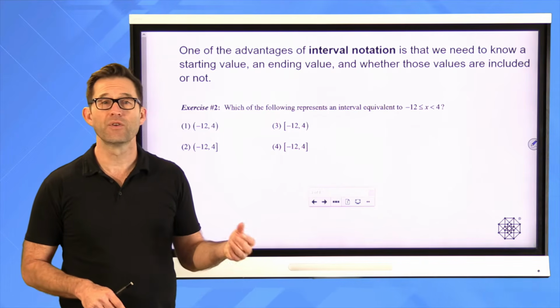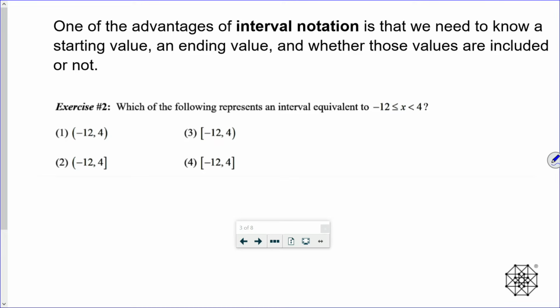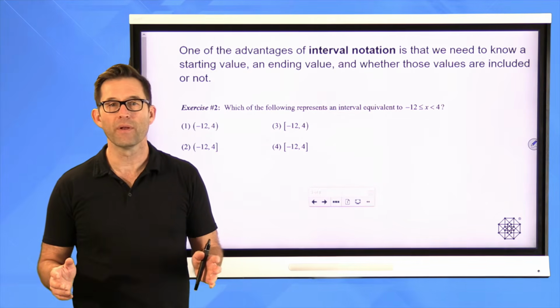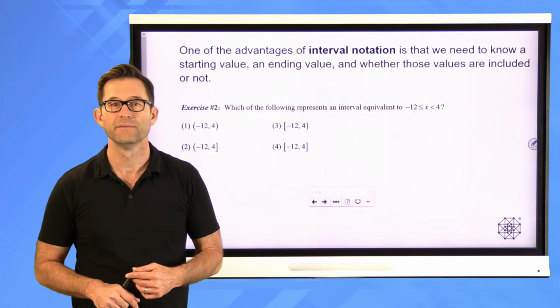So exercise number 2, building off what we just did, it says which of the following represents an interval equivalent to -12 is less than or equal to x, which is less than 4. All right, great. So this is simple enough. Pause the video and see if you can figure out which of these choices is correct.